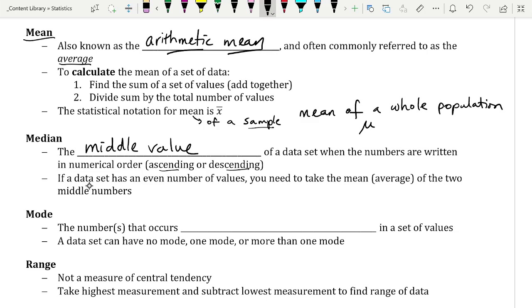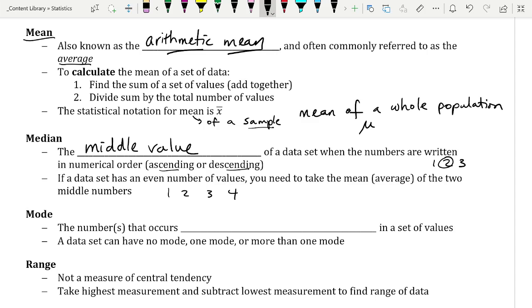What if the data set has an even number of things? Here, I'll do a very quick example for you. What's the median of the numbers 1, 2, and 3? Well, what number's in the middle? 2. That's pretty easy. But now, what if I had the numbers 1, 2, 3, 4? What number's in the middle?